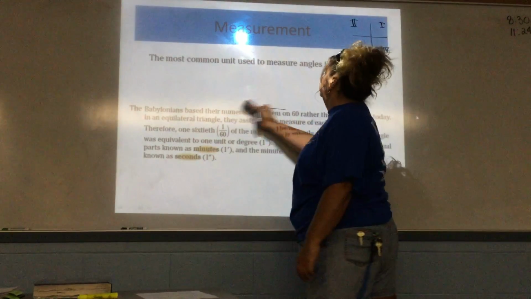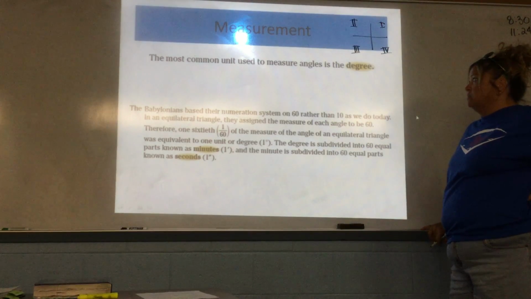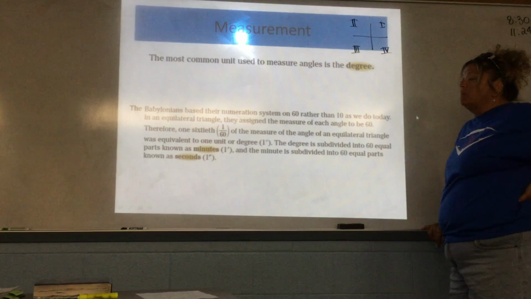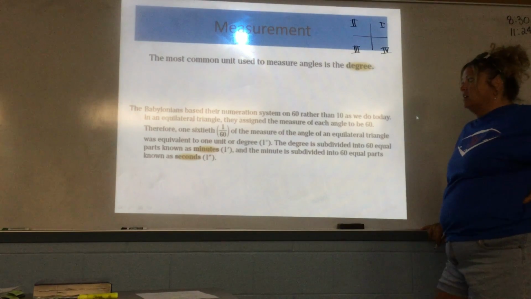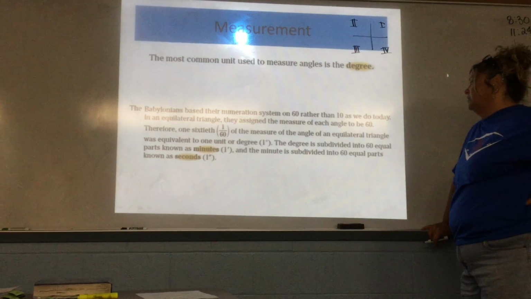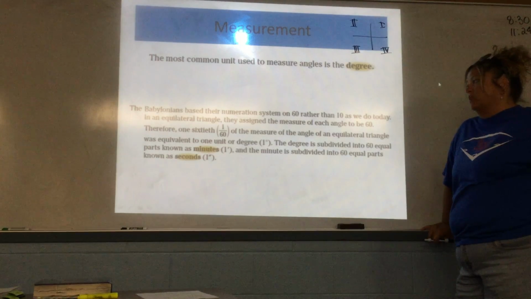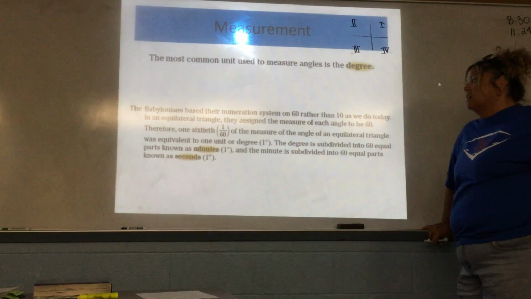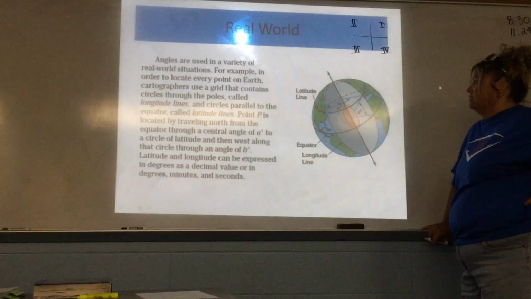All right, so let's look at this. The most common unit that we use is degrees, okay? But we can also use minutes and seconds. So 1/60th of the measure of an angle of an equilateral triangle is equivalent to 1 unit or 1 degree, okay? And so on and so forth with minutes and seconds. Go ahead and hit enter, and I'll show you how we're going to do this.